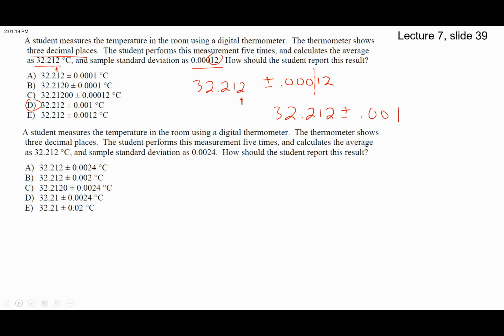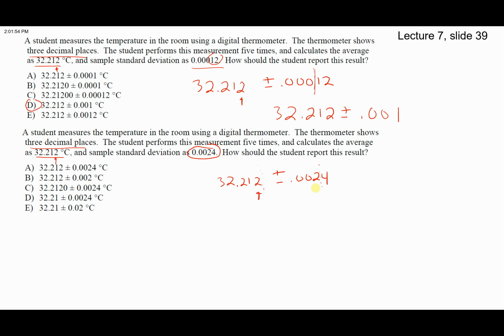Okay. A student measures the temperature in a room, right? Same problem. 3 decimal places, same number. The standard deviation is this. Rule 1, does it begin with a 1 or 2? Yes, so we keep 2, plus or minus 0.0024. This has to match 32.212. It actually can't, remember, because we don't have enough, so this can't be more accurate, so we'd have to pare that off anyway. Rule 3, where's our error?